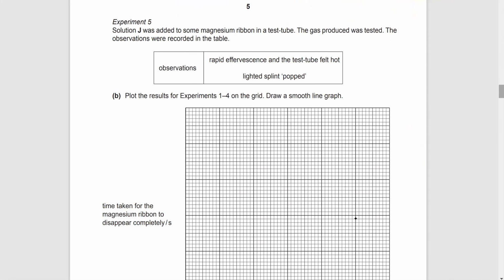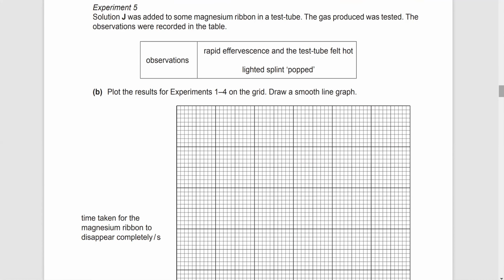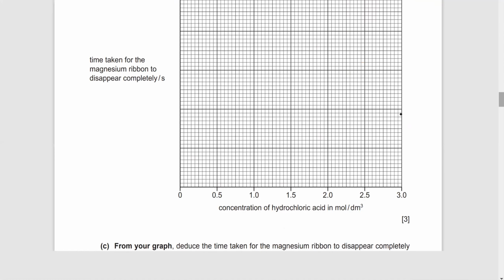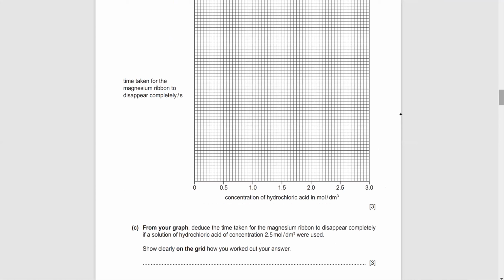Anyways, experiment 5, solution J was added to magnesium ribbon. The gas produced was tested. The observations were recorded in the table. So, I mean, it's obviously hydrogen gas. The test for hydrogen gas is that it pops. Now you're being asked to plot the results. You can do that pretty much. We can try and plot the results.